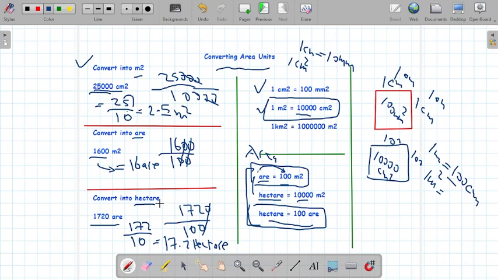Try to watch the video and practice it yourself. And that's it for now. We explained the area and the perimeter in this video.